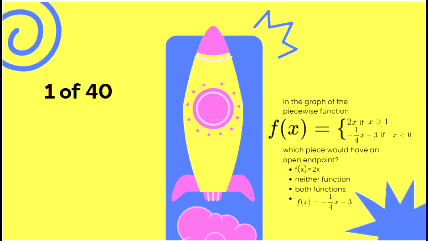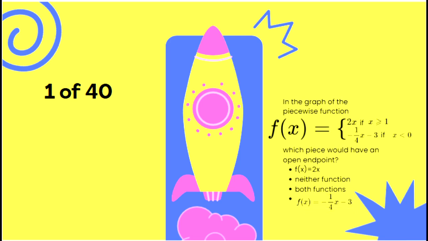So it has to do with these greater than, less than signs. The endpoints get filled in when it has the equals sign. It does not get filled in, it's an open endpoint, when it does not have it. So it's this chunk that's going to have an open endpoint, and your answer would be this one right here.